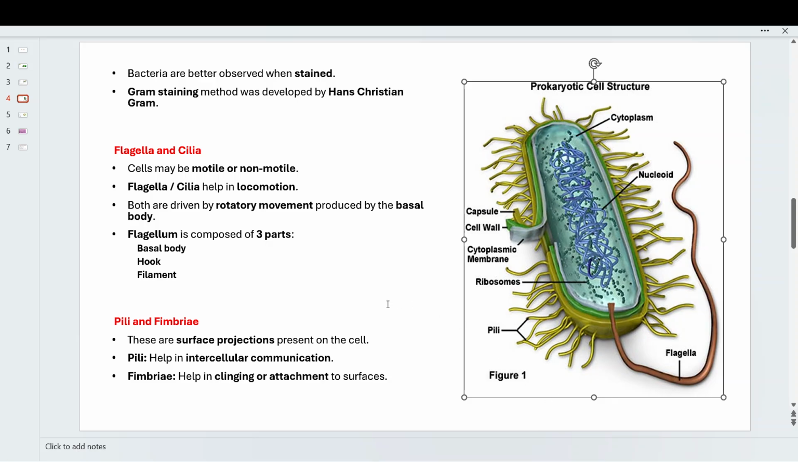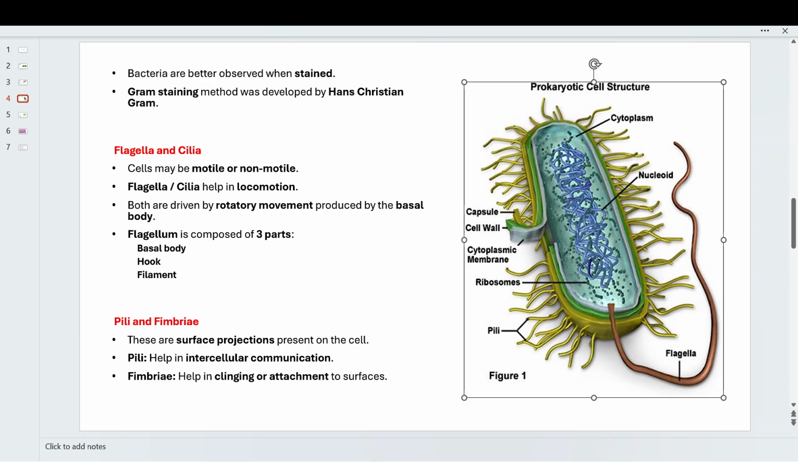Next structure is pili and fimbriae. These are surface projections on the bacterial cell. Pili help in intercellular communication or DNA transfer during conjugation. So this is pili or fimbriae. Fimbriae and pili are basically similar structures. Fimbriae help the bacteria cling or attach to surfaces and host tissue.